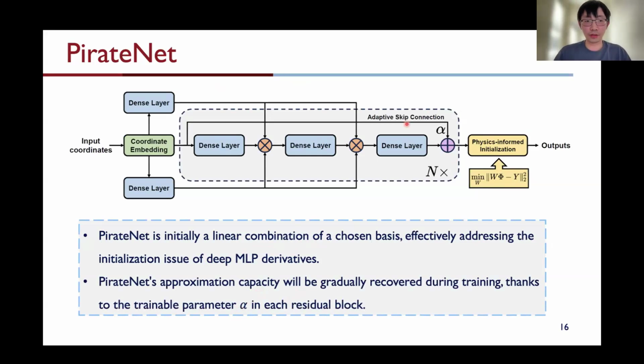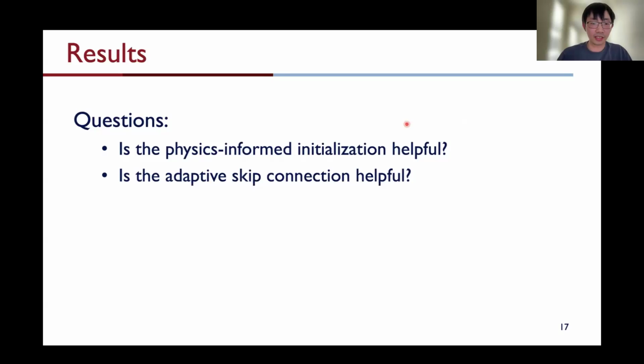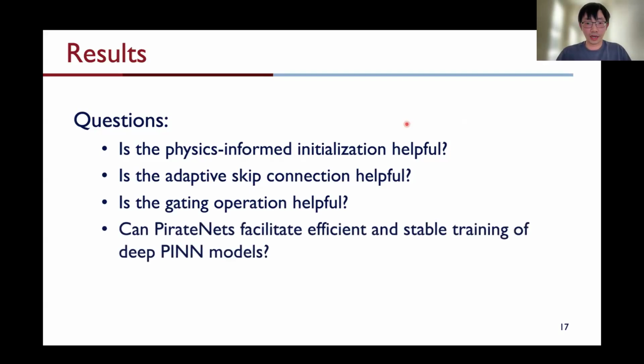Okay, then I'll go to the results section. In this section, I want to answer the following questions. The first one is: is this physics-informed initialization helpful? Second, is the adaptive skip connection helpful? Is the gating operation helpful? Because these three things are the key differences from a standard MLP. And the core question will be, can this ParaNet facilitate efficient and stable training of deep PINN models? Lastly, can we achieve better results? So those are the questions we want to answer.